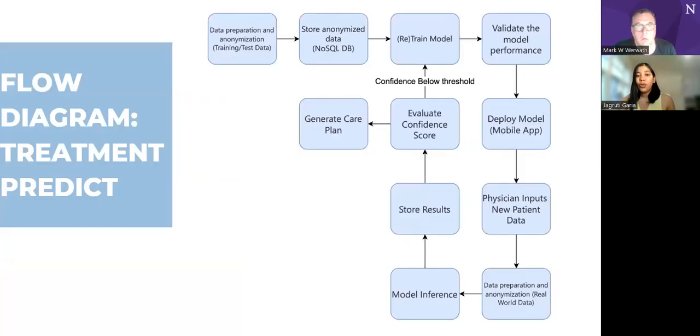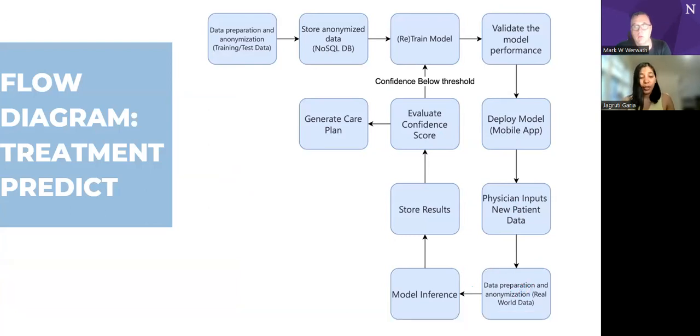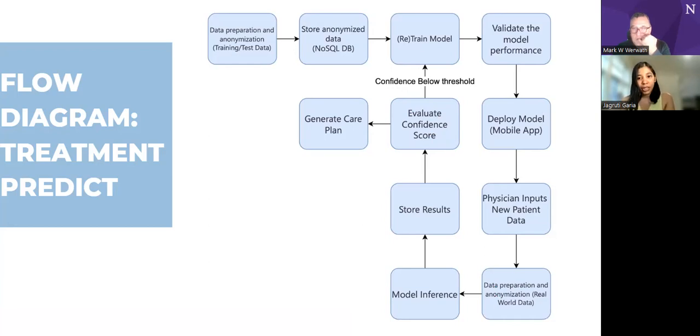Looking at the flow diagram, we think that after data preparation and anonymizing the data, we can store it in a database. So we could train the model, and after getting the patient's data from the mobile app and the physician giving the data, it could again make it encrypted data, and then personalize it, store the results, and then evaluate the score based on the notes of the oncologist, and create a care plan for the patients.